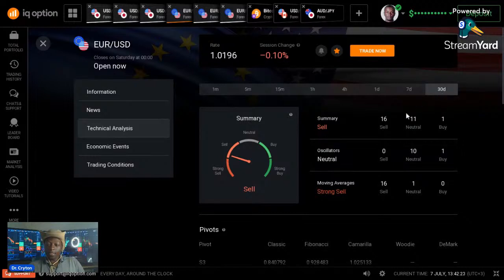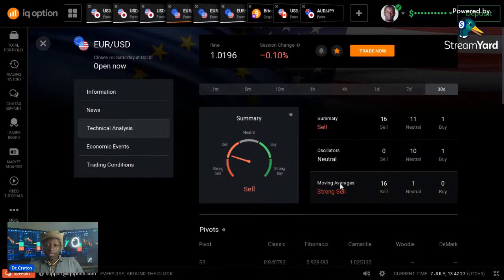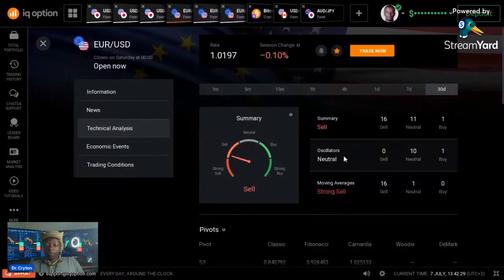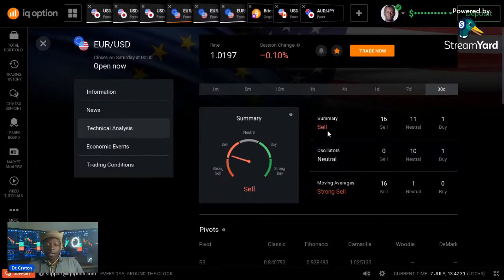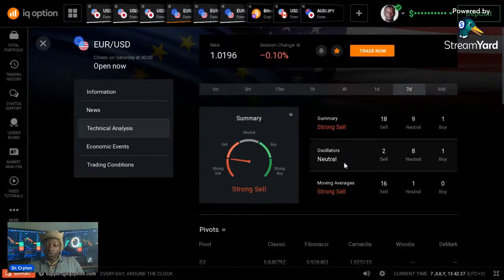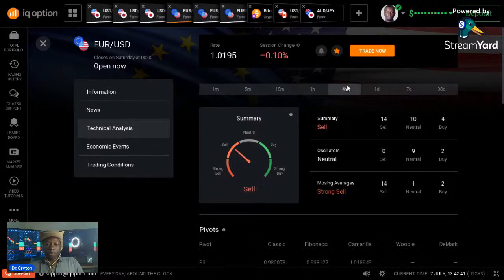You can see 30 days here. This is for moving averages, you have a strong sell for 30 days. For oscillators, you have neutral. Then for summary, you have a sell for 30 days still. Then looking at 7 days, you have a strong sell in summary, neutral for oscillators, and a strong sell for moving averages.